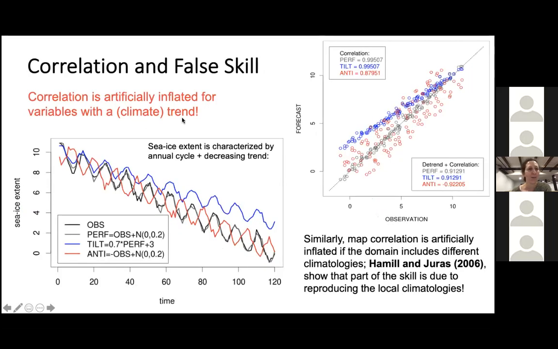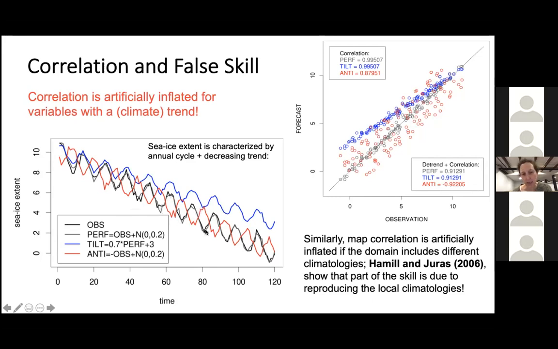What else can we say about the correlations? So the correlation is artificially inflated if I have a variable that has, for example, a climate trend. So here is another example. Concentrate on the black and gray curve here.